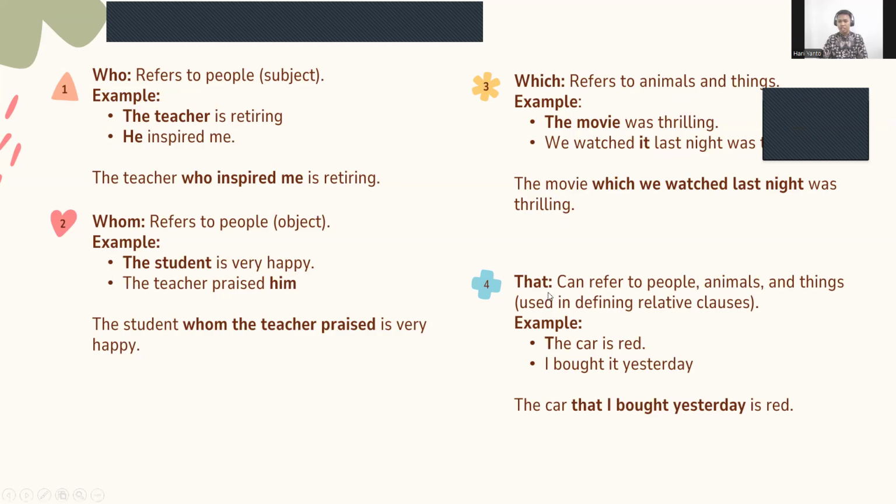And the fourth is that. That can refer to people, animals, and things, but it is commonly used in defining relative clauses. Example, the car is red. I bought it yesterday. The car that I bought yesterday. That I bought yesterday is an adjective clause. That here changed the position of it, telling about the car.